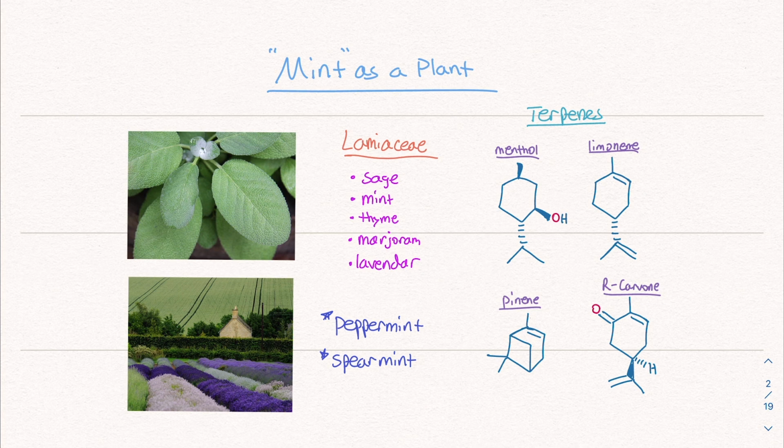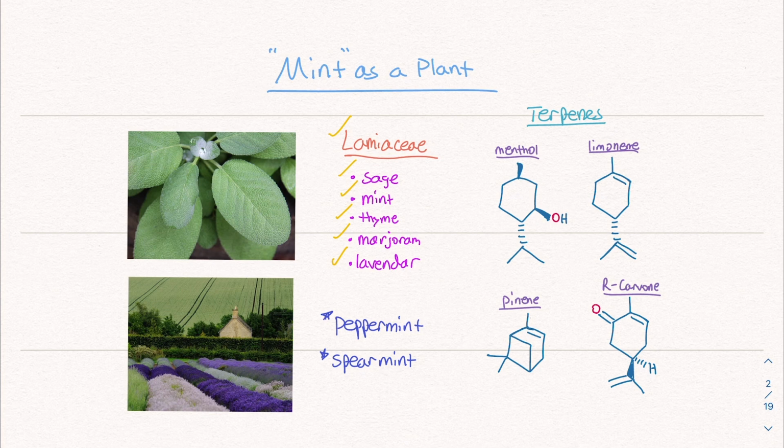Mint is a part of a family of plants called Lamiaceae. I think that's how it's pronounced. I don't know. This family includes sage, mint, thyme, marjoram, lavender, and a bunch of other species. These are all flowering plants. So it's kind of an umbrella family. And mint is in that family.